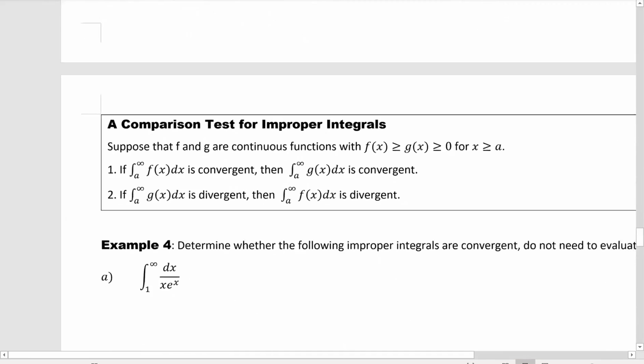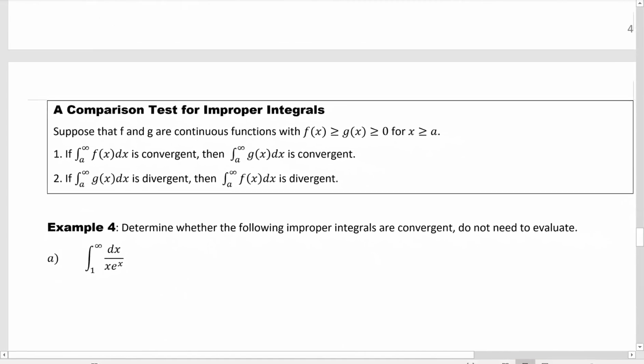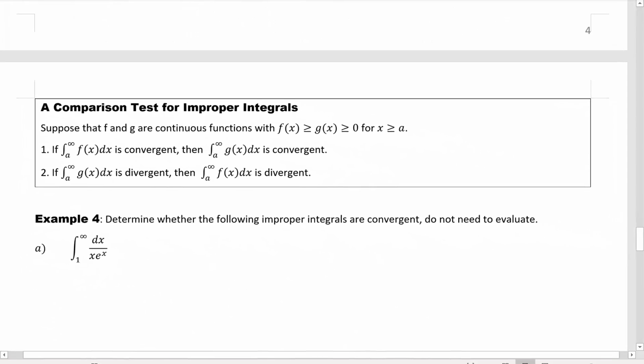All right. So next, we're going to talk about an important theorem. We know that there are so many integrals that we're not able to integrate and find a nice formula for. However, we can use the comparison test to see whether they converge or diverge. So what is it about?